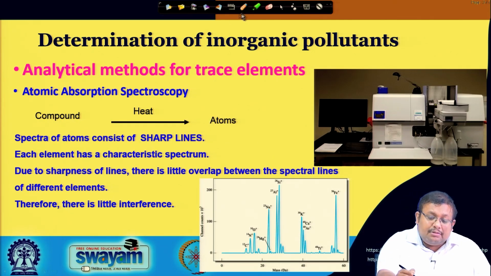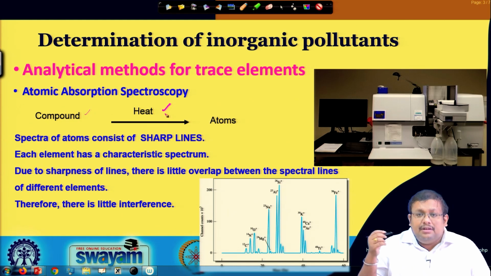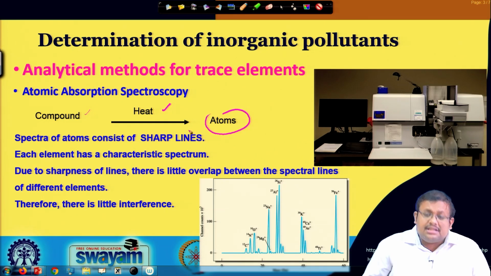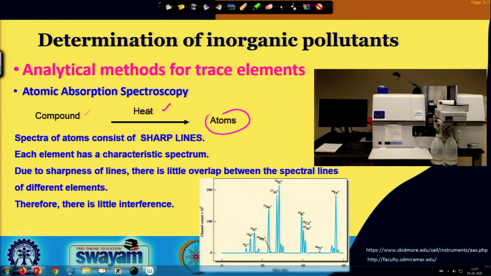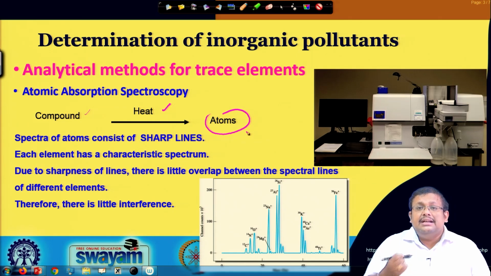So, you can see that in atomic absorption spectroscopy, we are introducing a compound and basically giving it thermal energy by producing heat, and then we are atomizing this compound. Now, this heat we can give either through a flame or through a graphite furnace. When we produce the heat and produce the atoms, they absorb certain wavelengths of radiation.